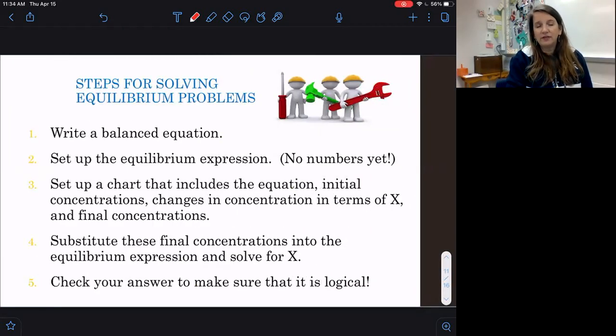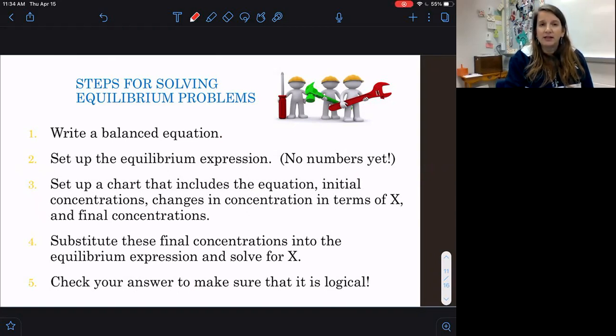So when we're solving these kinds of problems, we want to first write our balanced chemical equation. That should be our number one important step in any kind of chemistry problem, having a balanced reaction. Then it's going to be important to write your equilibrium expression, and I talked about this in the last video. It's important that you write your expression without any numbers in there at first, so you can make sure that you're writing the correct expression and you're raising each expression to the correct power.